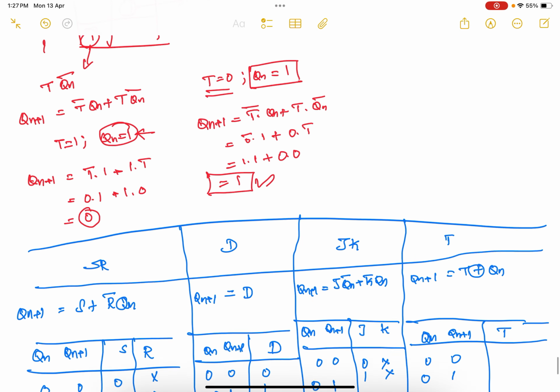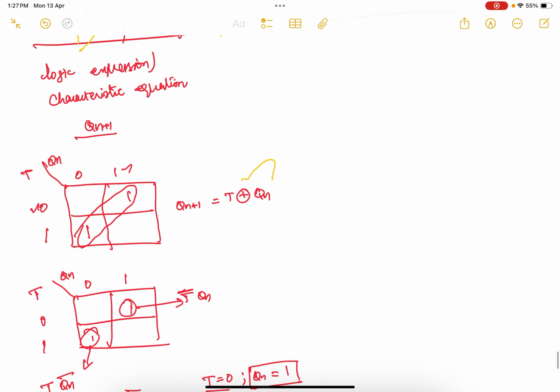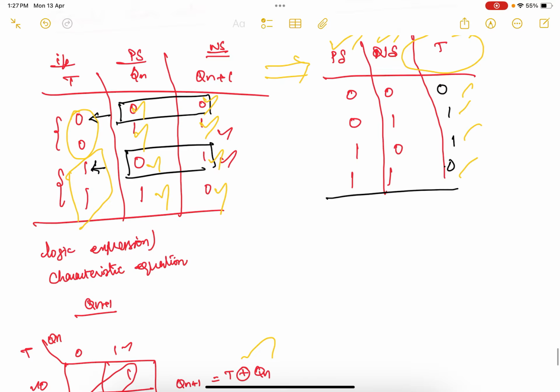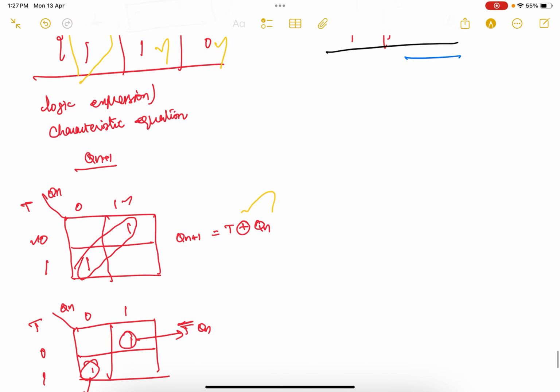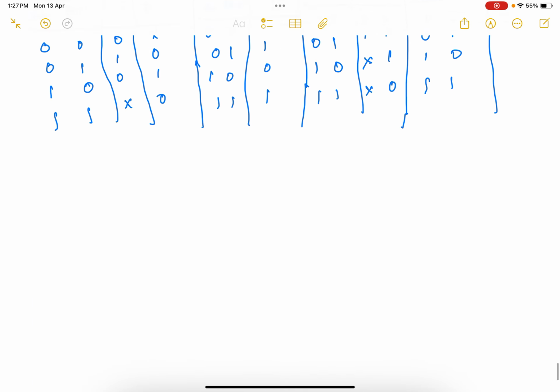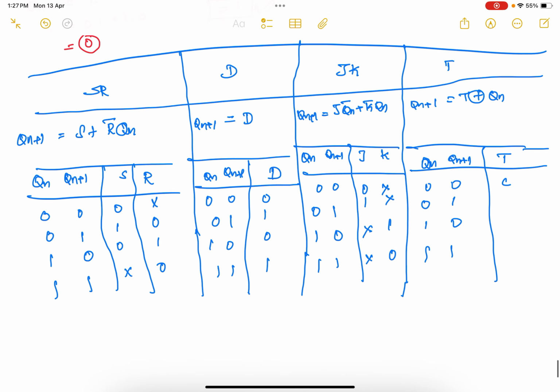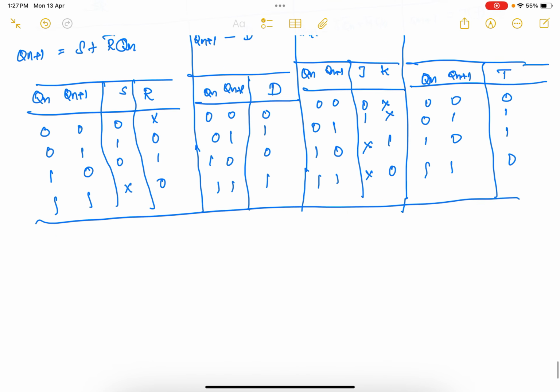So here it is 0 1 1 0, because right now only we have on the scene nothing but 0 1 1 0. Okay, so here it will be 0 1 1 0. So this excitation table, all the 4 excitation tables and the truth table should be known very well by each and everyone.